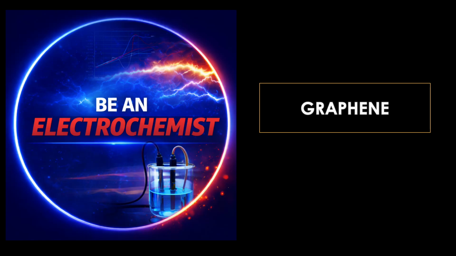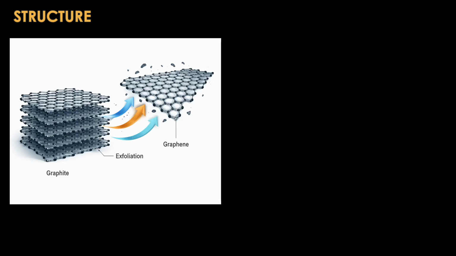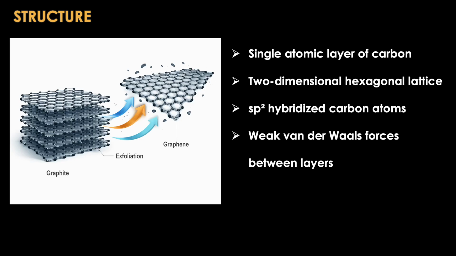Let's study graphene, one of the most attractive materials today. Graphene is a two-dimensional material composed of a single atomic layer of carbon atoms arranged in a hexagonal, honeycomb-like lattice. Each carbon atom in graphene is sp2 hybridized, meaning it forms three strong covalent sigma bonds with three neighboring carbon atoms. These strong sigma bonds create a highly stable and rigid in-plane structure.